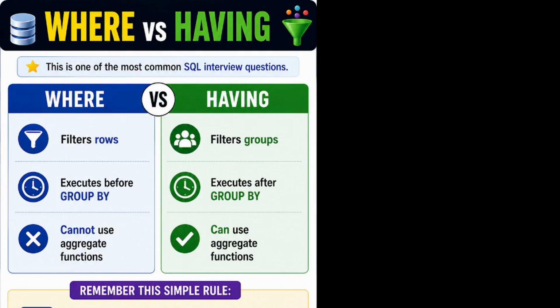Next we will see the difference between where clause and having clause. This is the most common SQL interview question. Where will filter rows, having will filter groups. Where executes before group by, and having executes after group by. The where clause cannot be used with aggregate functions, whereas the having clause can be used, or must be used, with aggregate functions.